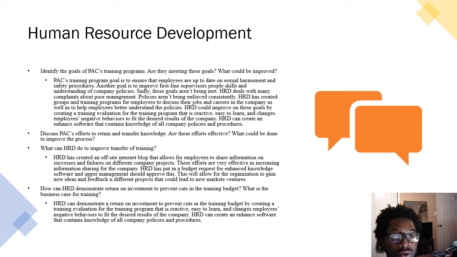PAC's training program goals are to ensure that employees are up to date on sexual harassment and safety procedures. Another goal is to improve first line supervisors' people skills and understanding of the company's policies. Sadly, these goals aren't being met. Human resource development deals with many complaints about poor management, policies aren't being enforced consistently, and human resource development has created groups and training programs for employees to discuss their jobs and careers in the company, as well as to help employees better understand the policies.